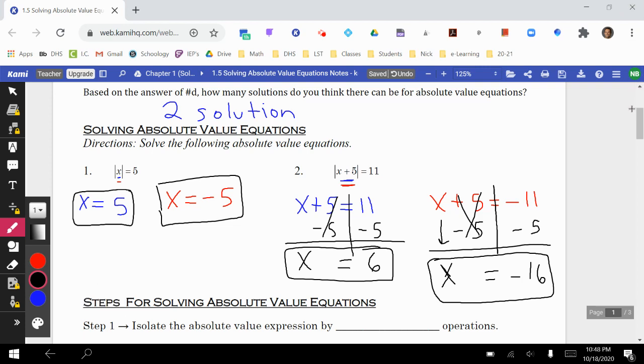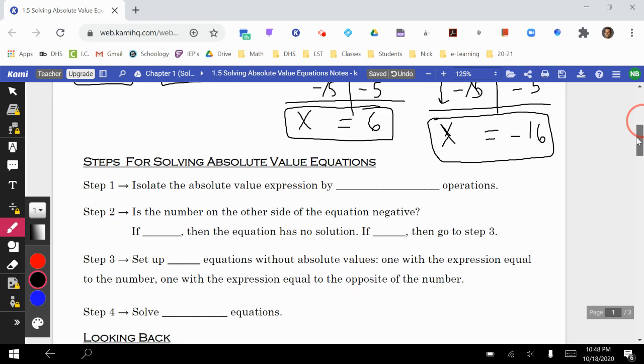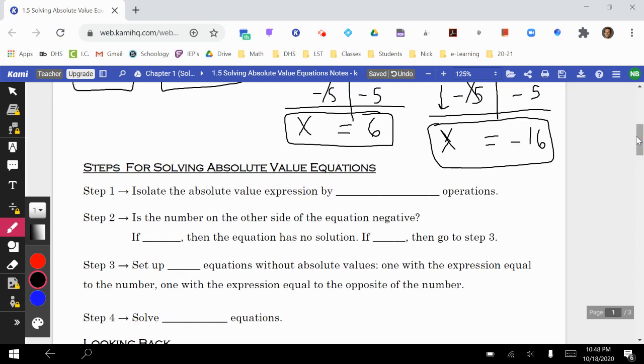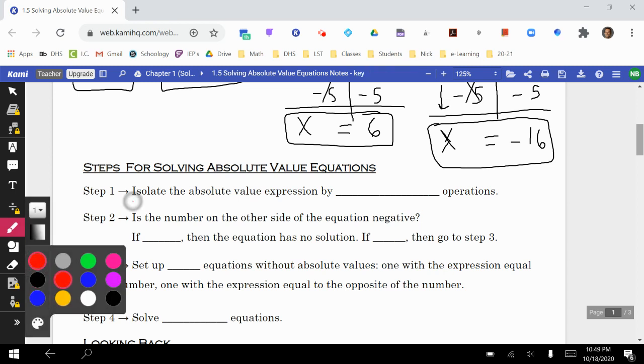All right, so now let's go over these steps that we just talked about. Your first step, which we really didn't do today, but we'll get into more tomorrow, says to isolate the absolute value expression by inverse operation. Again, my inverse operations are adding with subtracting and multiplying and dividing. Adding undoes subtracting, just like subtracting undoes addition. And same thing with multiplication and division. Those are my inverse operations.